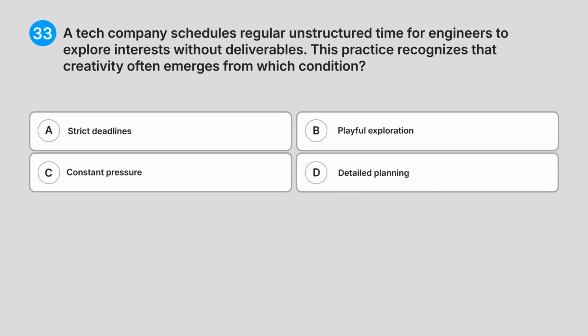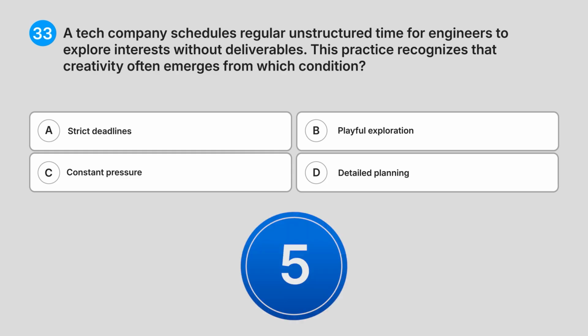33. A tech company schedules regular unstructured time for engineers to explore interests without deliverables. This practice recognizes that creativity often emerges from which condition? A. Strict deadlines. B. Playful exploration. C. Constant pressure. D. Detailed planning. Do you know the answer?